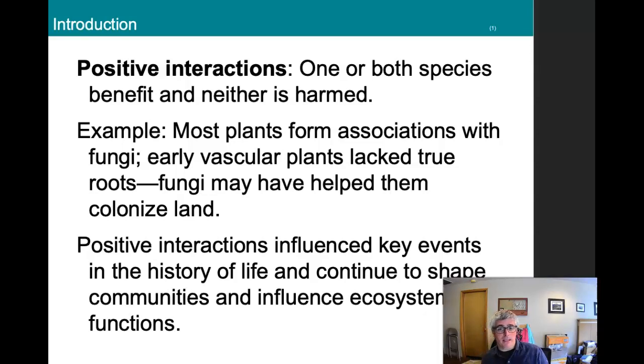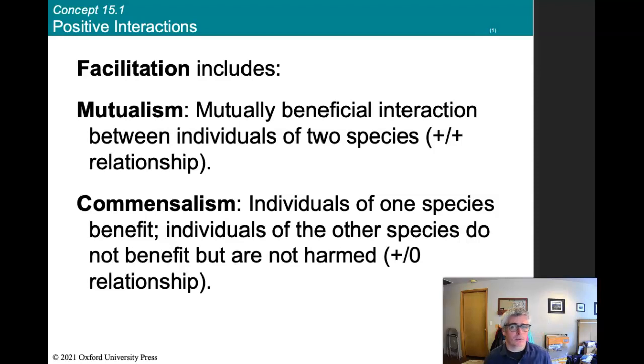Early vascular plants lack true roots, and fungi help them colonize land. These positive interactions influence key events in life history and continue to shape communities and influence ecosystem functions. So we'll look at facilitation, and facilitation can be broken into two things: mutualism and commensalism. Mutualism is a mutually beneficial interaction between two species, or individuals of two species. So plus plus, meaning they're both getting something out of it.